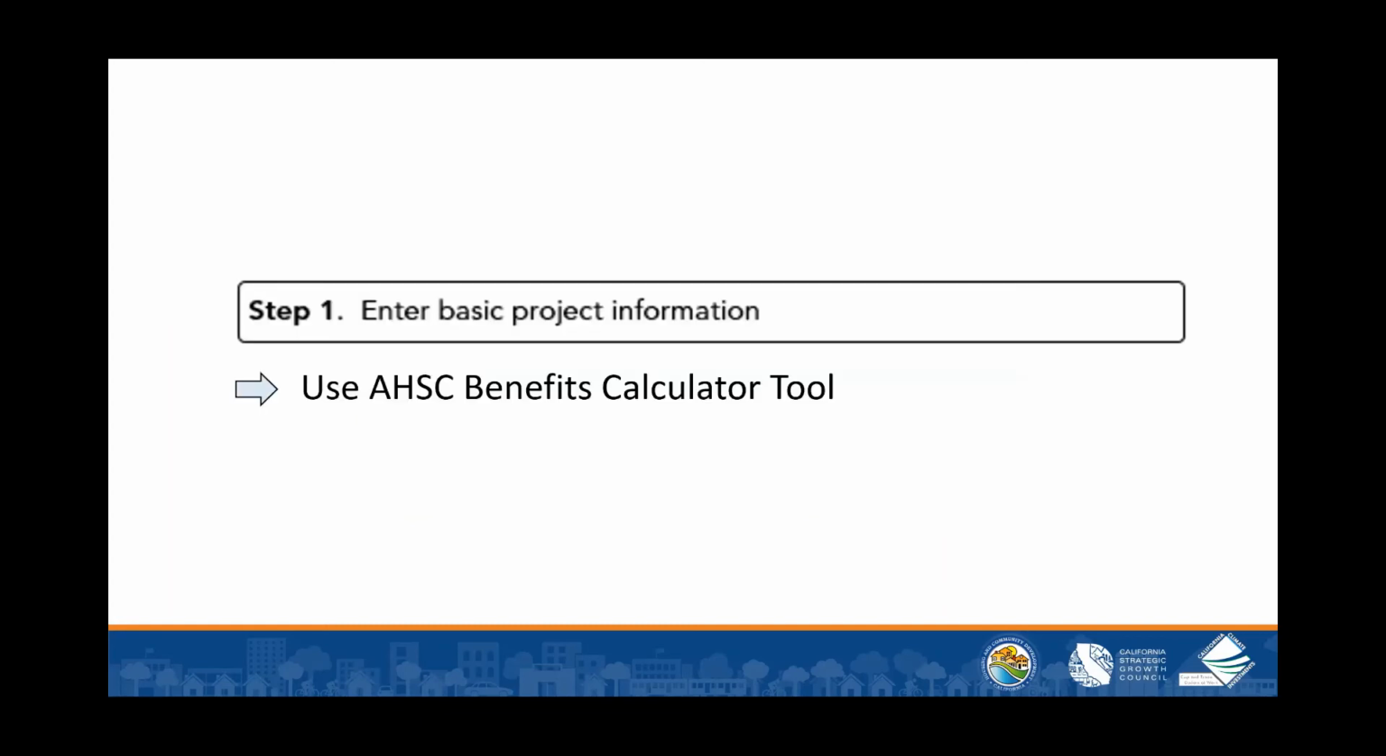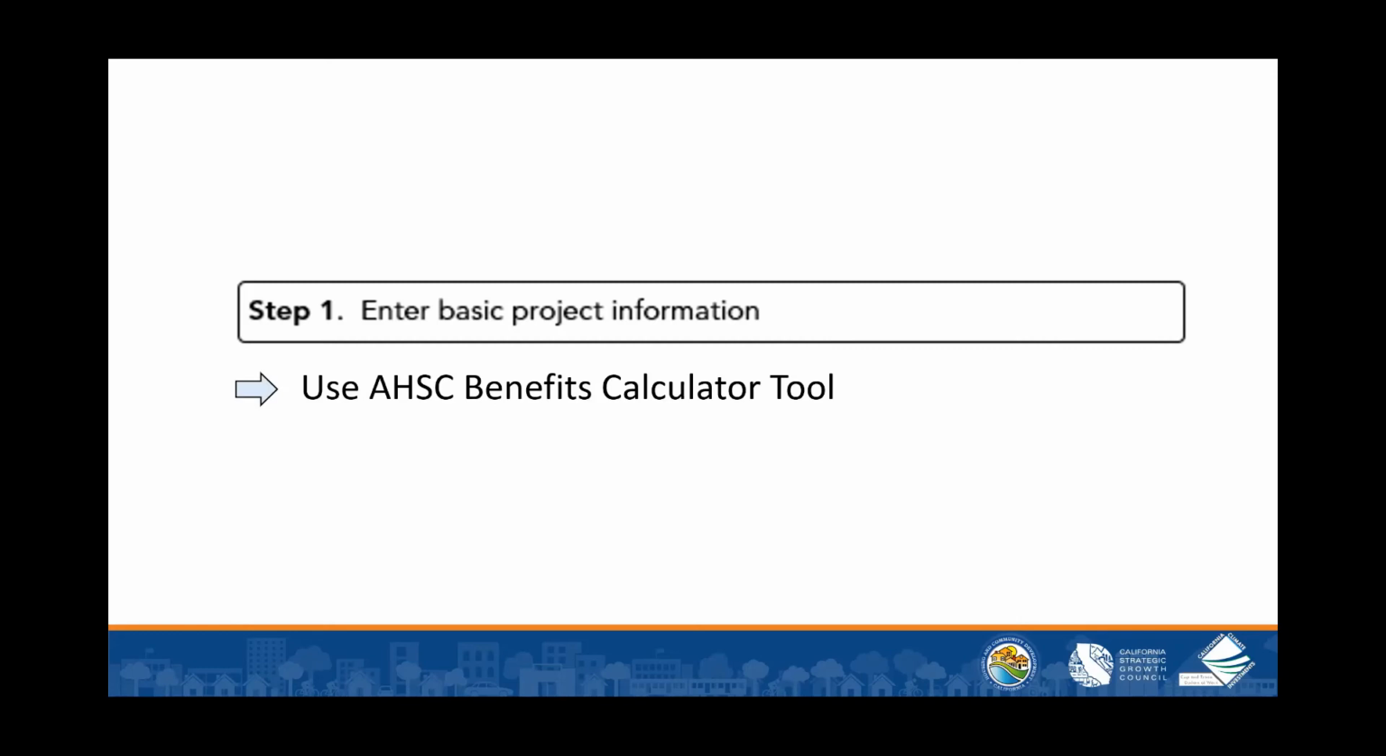Now that we've covered what's quantifiable, I'll walk through the quantification process. I know that many of you are probably familiar with this already, so I'll try to highlight a few changes and frequently asked questions along the way, but just keep this high level. The first step is to use the project info tab of the AHSC benefits calculator tool to enter basic information on the project. A frequently asked question that comes up on this tab is what leveraged GGRF, or Greenhouse Gas Reduction Fund, funding is applicable.